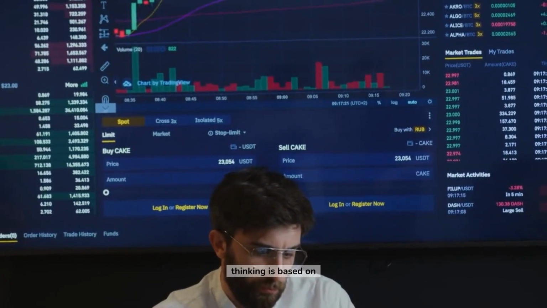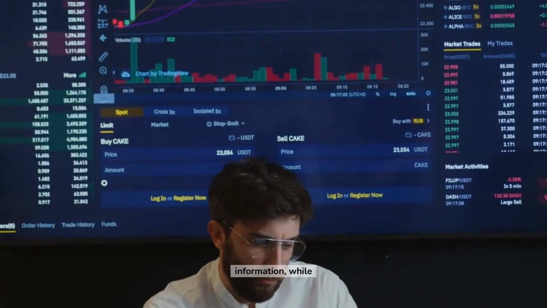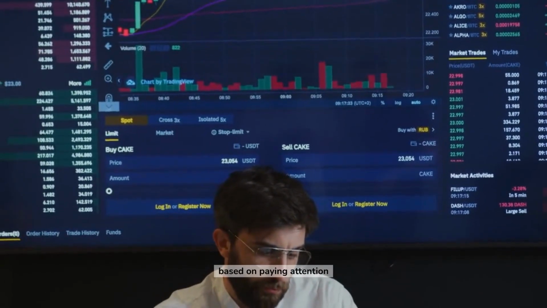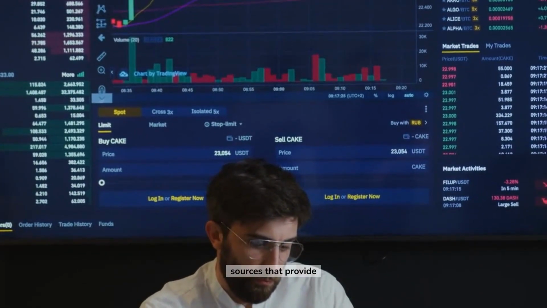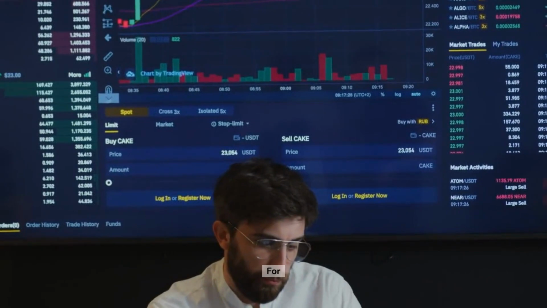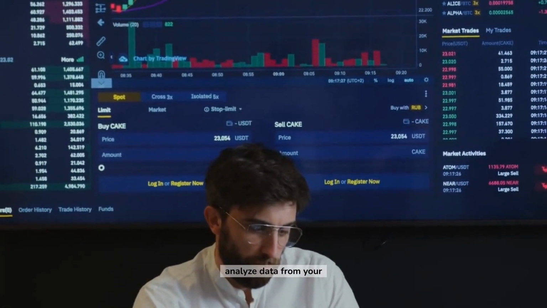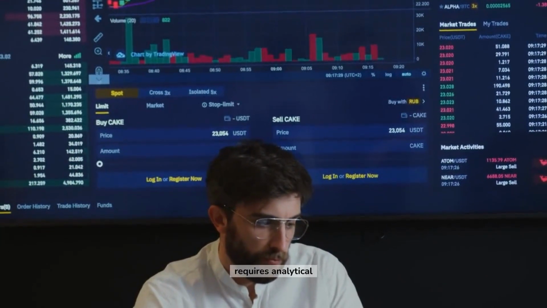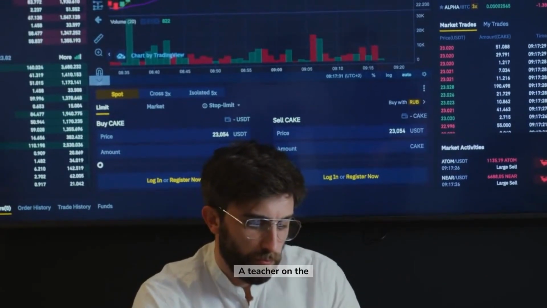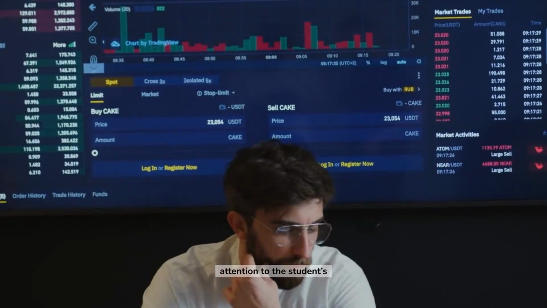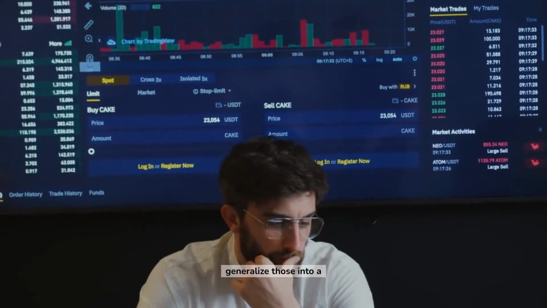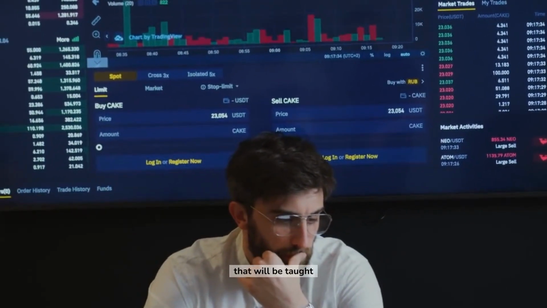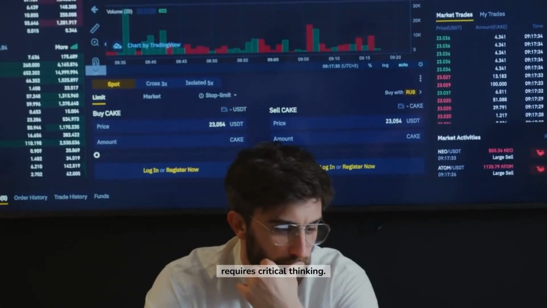1. Attention. Analytical thinking is based on paying attention to information, while critical thinking is based on paying attention to outside sources that provide information. For example, if you are a business leader, you should analyze data from your business to make informed business decisions, which requires analytical thinking. A teacher, on the other hand, should pay attention to the students' responses and generalize those into a broader concept that will be taught next, which requires critical thinking.